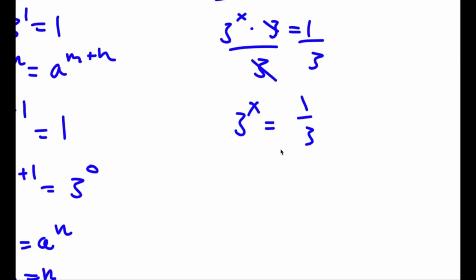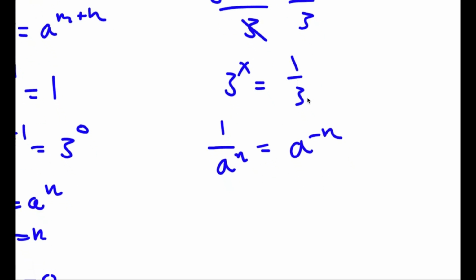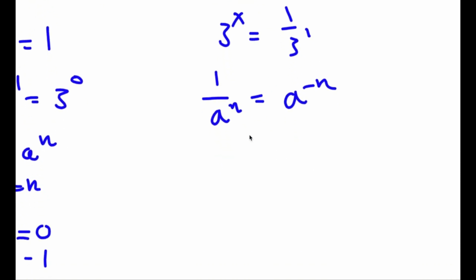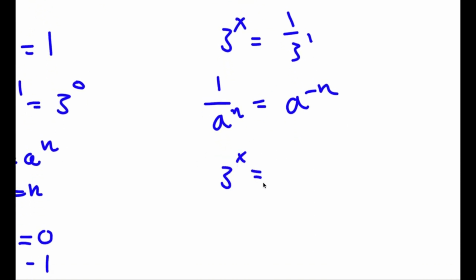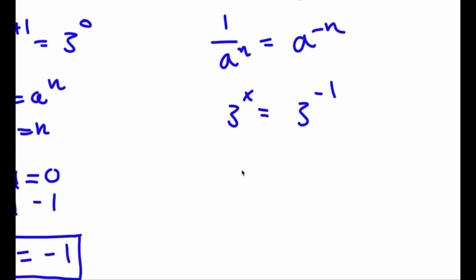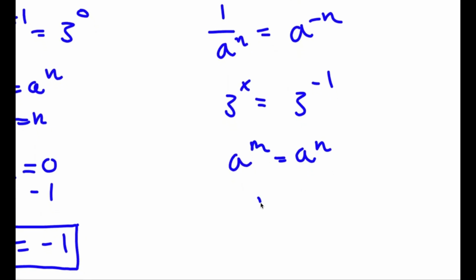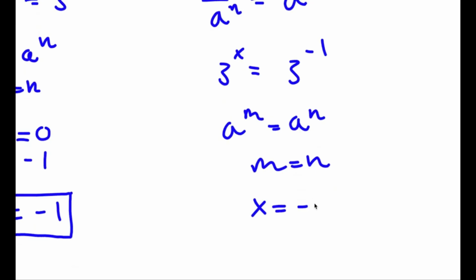And now, if I have something in the form 1 over a to the power of n, this is the same thing as a to the power of negative n. So in this case, I have 1 over 3 to the power of 1. And this is the same thing as 3 to the power of negative 1. And now if I have something in the form a to the power of m is equal to a to the power of n, this means that m is equal to n. So in this case, x is equal to negative 1.